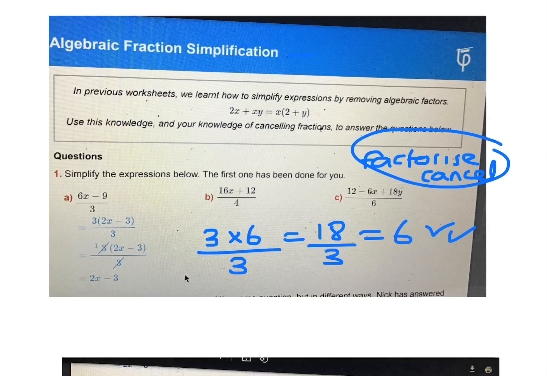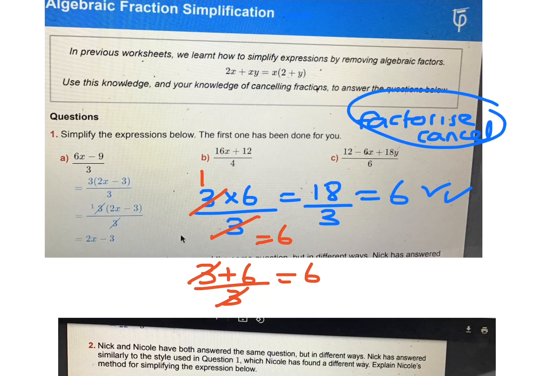I can also see how I did the top and then divided by the bottom. If I used a cancelling method, like 3 goes into 3, then I'll also get 1 times 6, which is 6. But if that was a minus or a plus in the middle over 3, let's see how that works. Can I just cross the 3s out and get 6? Does that actually work? See, 3 plus 6 on 3.